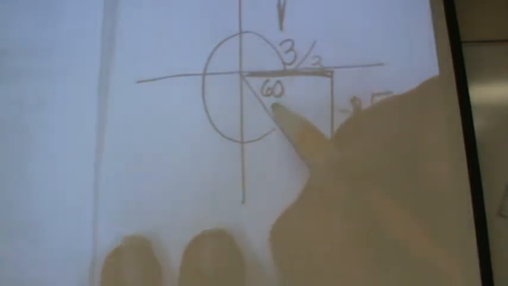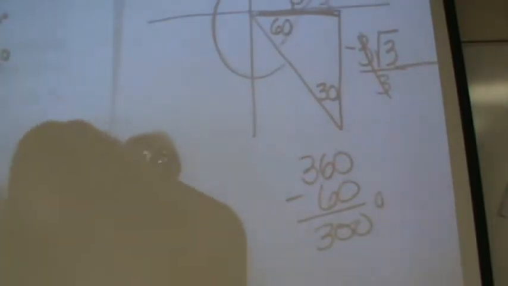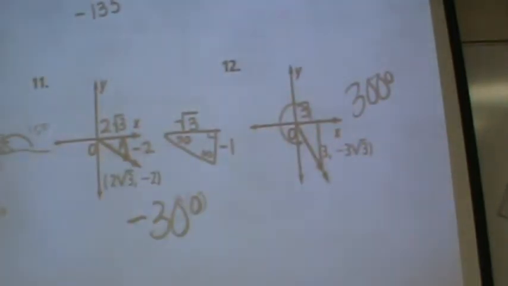So now, what is this angle from here to here? Well, if this piece is 60, how do you measure from here to here? I would do 360 minus 60. And I get a 300 degree angle. Does that make sense, guys? Do you think you understand it?